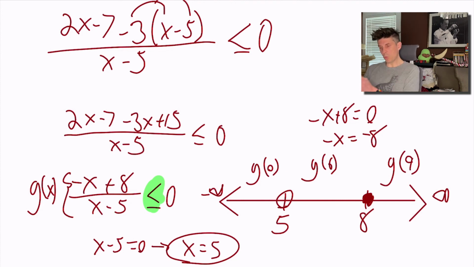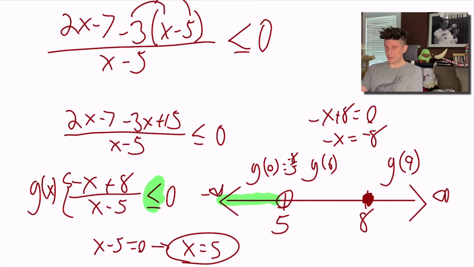We're just choosing one value from each interval because we know that the graph will be consistent on those chosen intervals. If it's positive, it stays positive. If it's negative, it stays negative. We want to know where it's negative. So when you plug in g of 0 to this function right here, you get 8 over -5. So that's going to equal -8/5. But all I care about is the fact that it is negative. So I'm going to shade that interval.